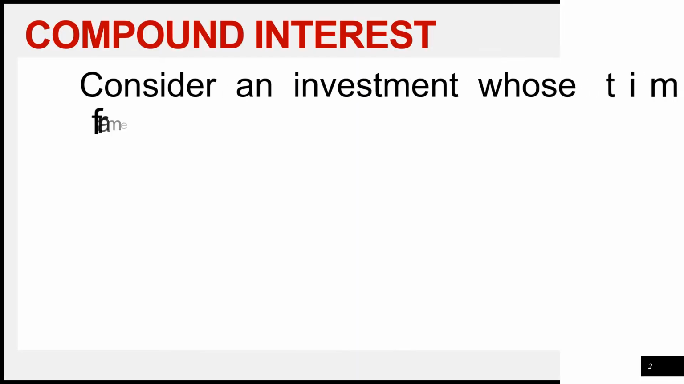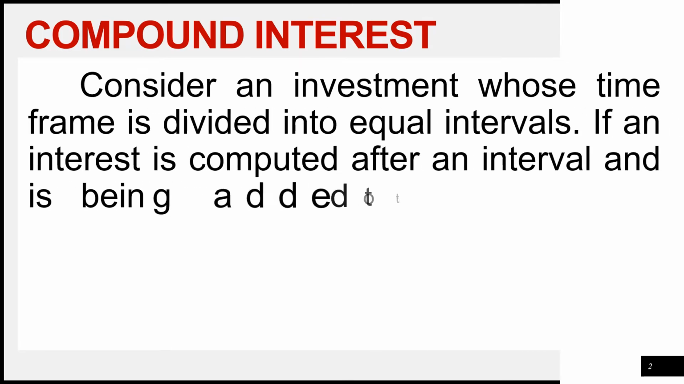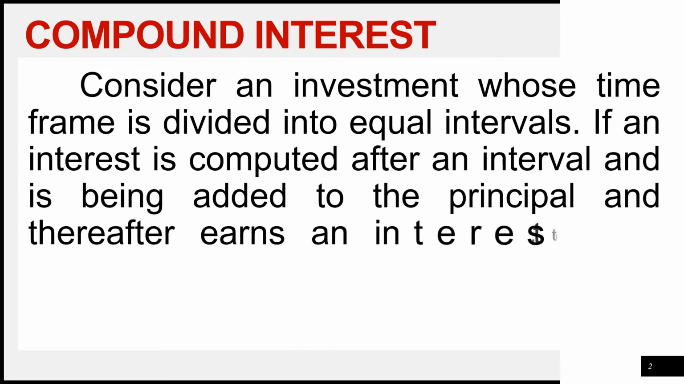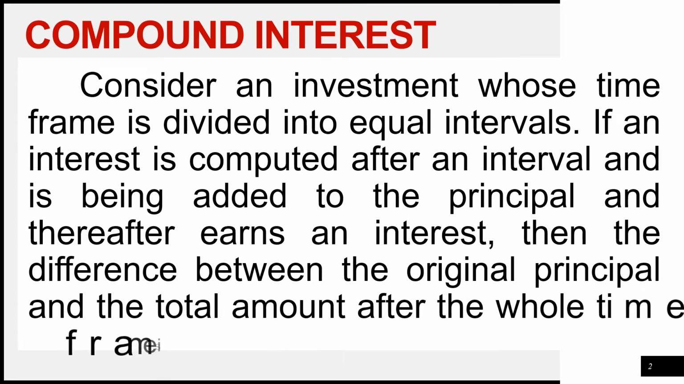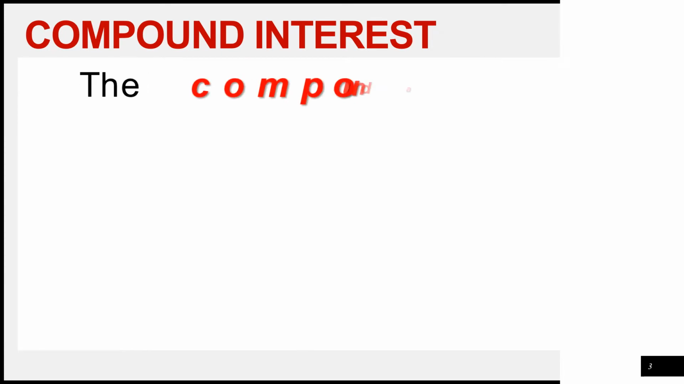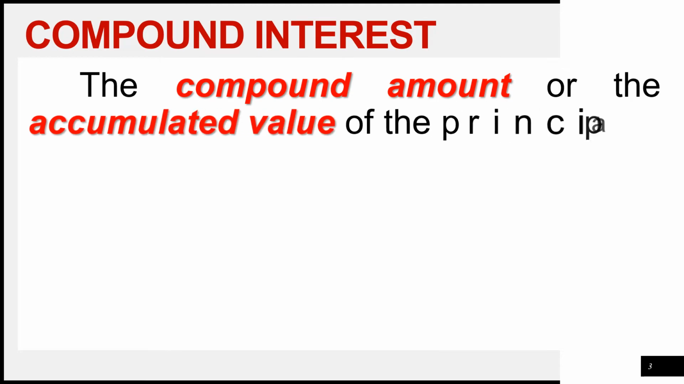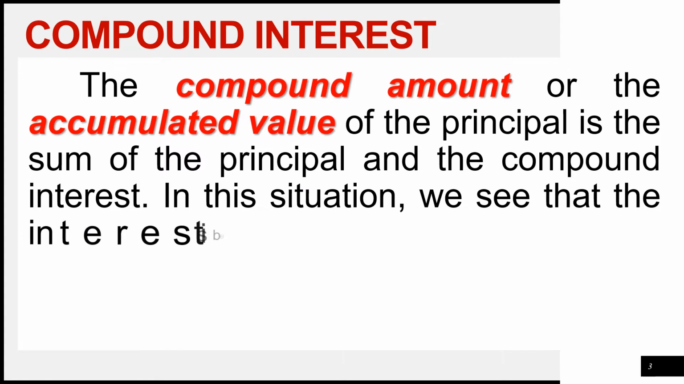Consider an investment whose time frame is divided into equal intervals. If an interest is computed after an interval and is being added to the principal and thereafter earns an interest, then the difference between the original principal and the total amount after the whole time frame is called compound interest. The compound amount or the accumulated value of the principal is the sum of the principal and the compound interest.